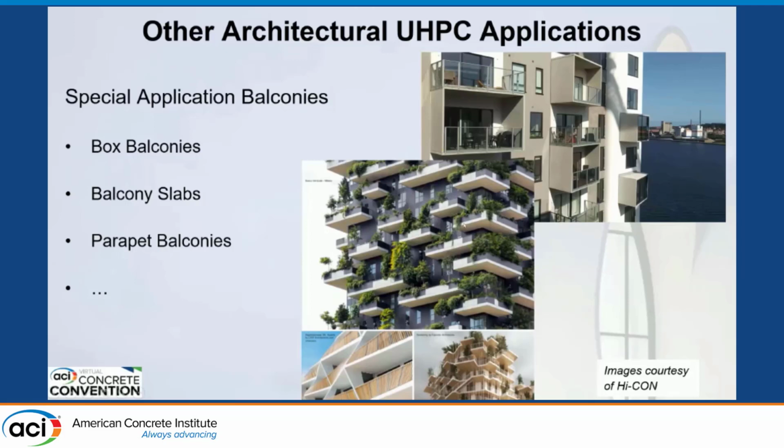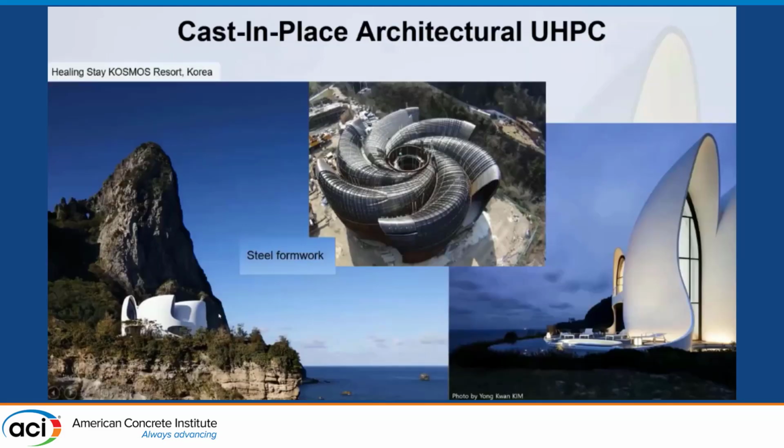You can also have your balconies be like a parapet where they're cantilevered out, and because the material is quite light, you're able to do this with this ultra high performance concrete. And of course, I don't want you to think that architectural UHPC is only for precast. Cast in place architectural UHPC is certainly attainable.